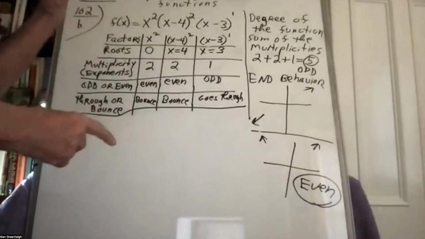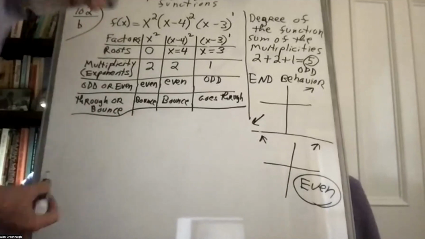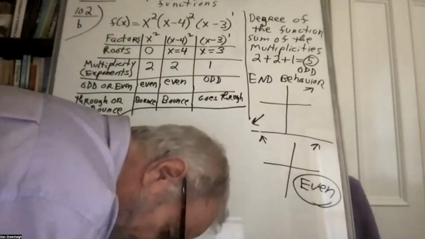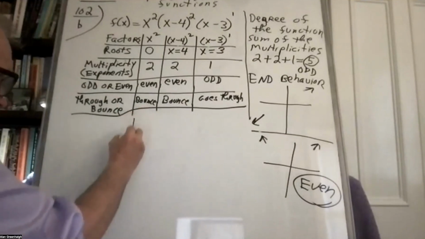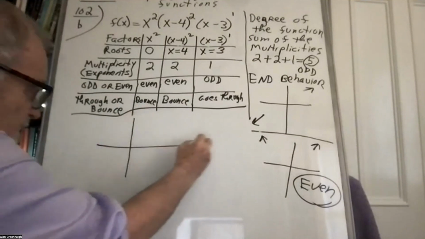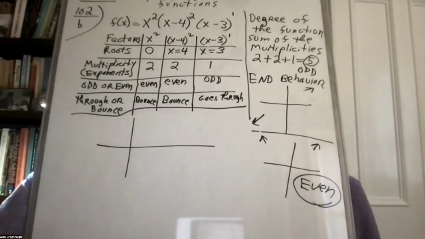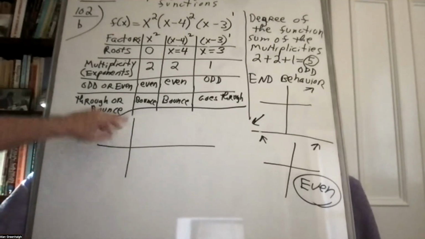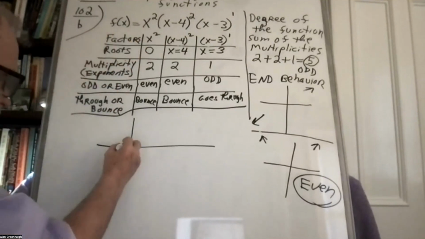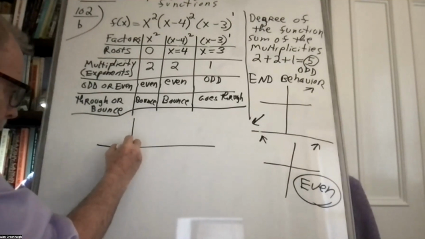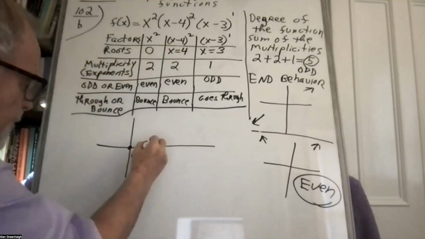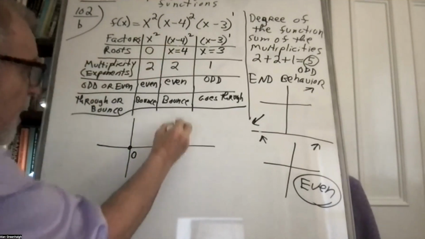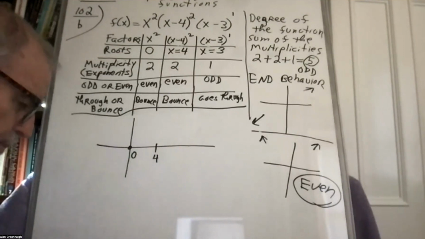Okay, now I think we're ready to graph this thing. So here we go. We draw a graph. This is a sketch, it doesn't have to be exact. Now, the roots are going to be 0, 4, 3. Whoops.